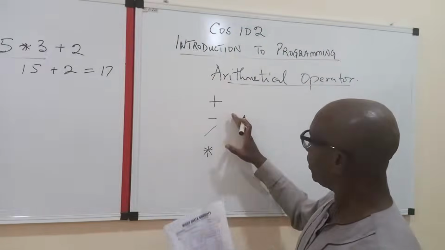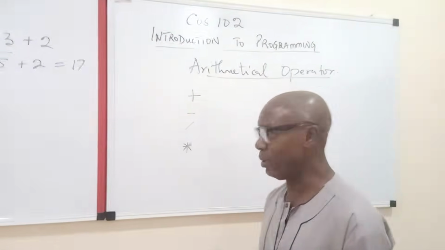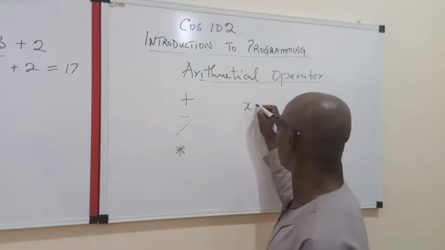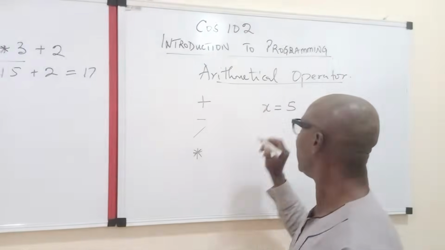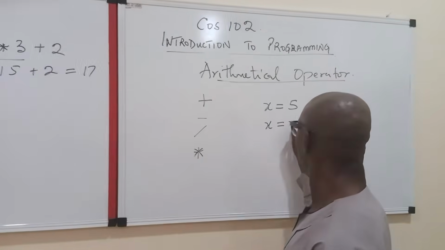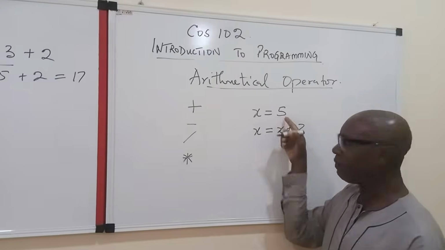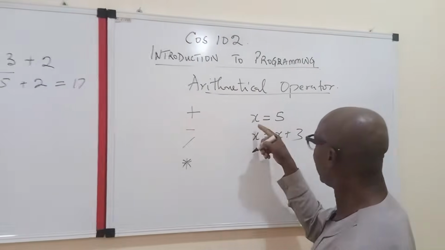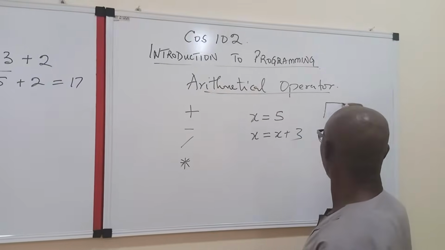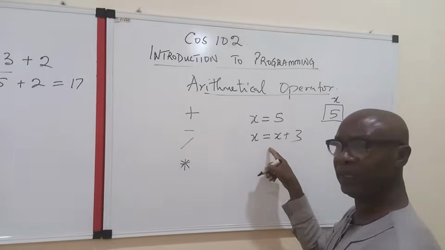Now, we want to combine the arithmetical operators and the assignment operator. So if you now have x is equal to 5, you have assigned 5 into the variable x. If you now say x equals x plus 3, you have added 3 to 5 and stored it back in x. So looking at this, grammatically, it will be like this, and you have 8 at this point.